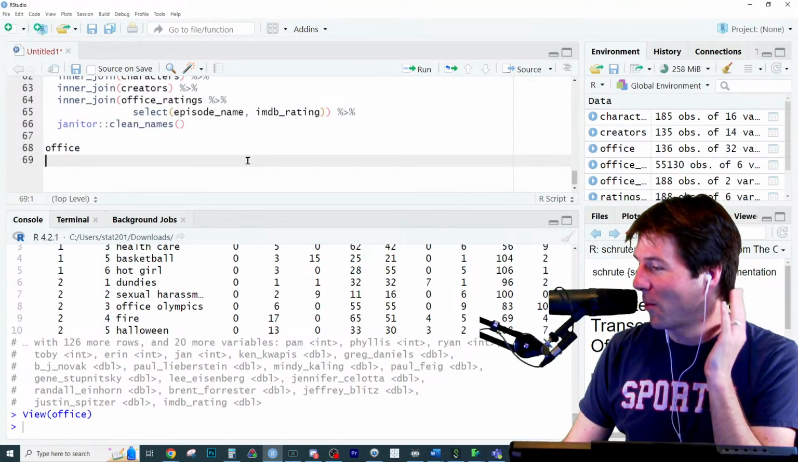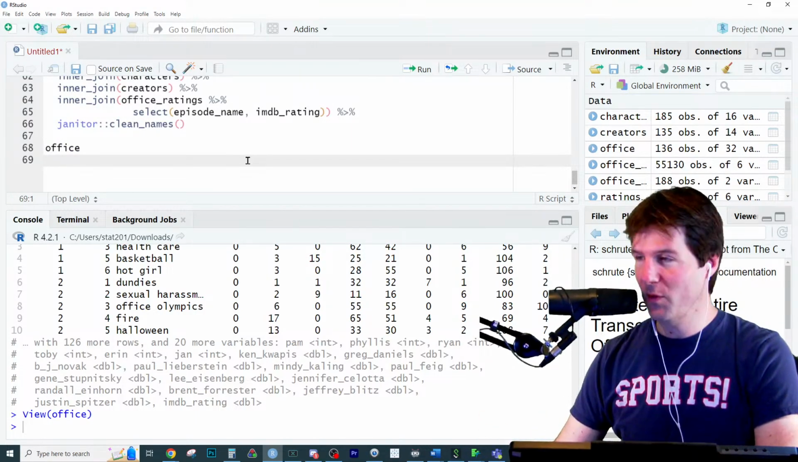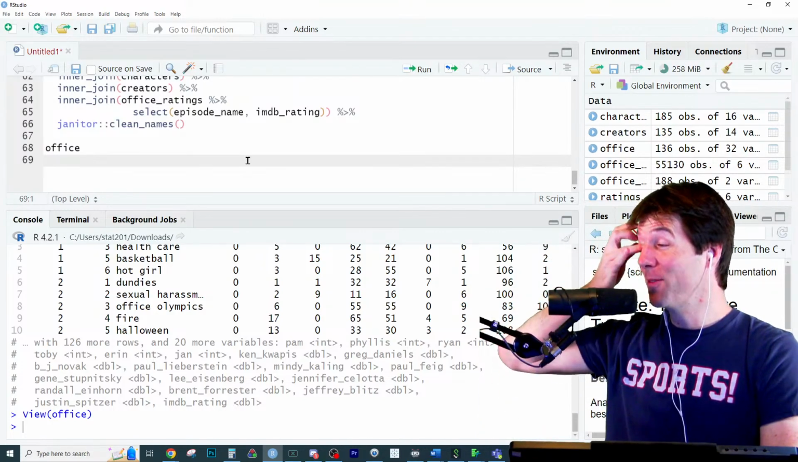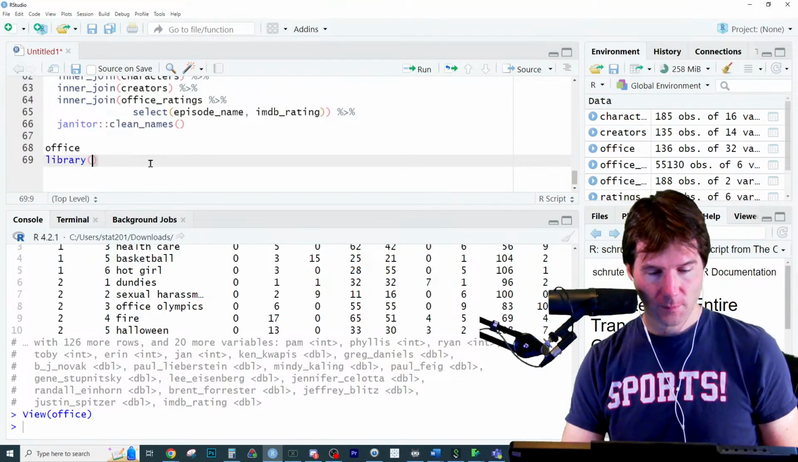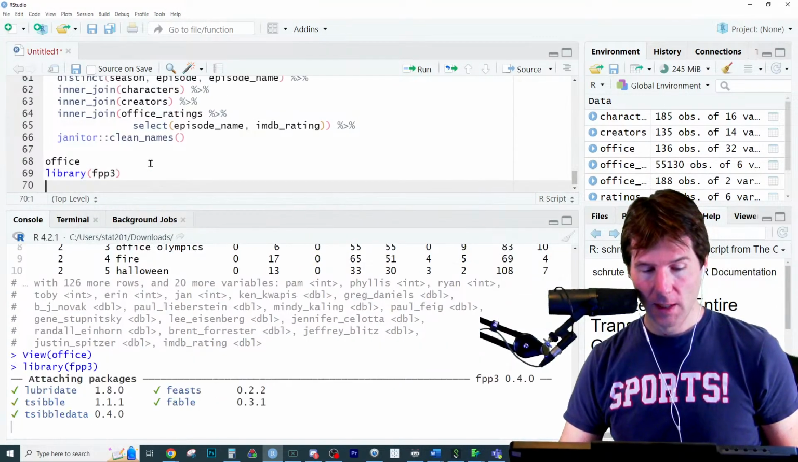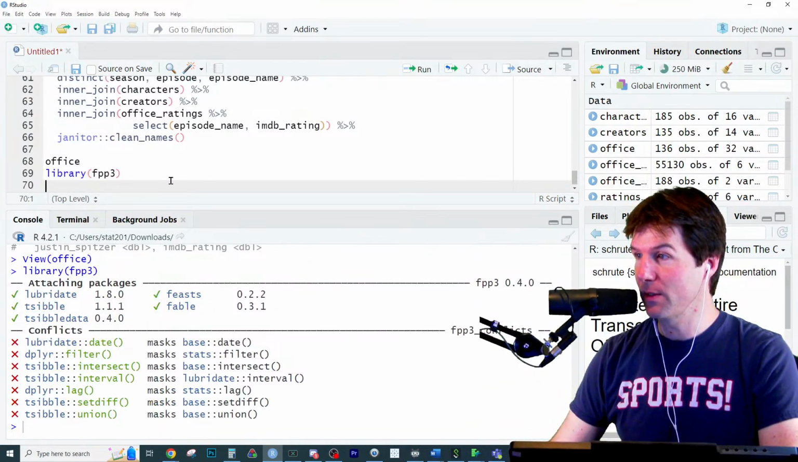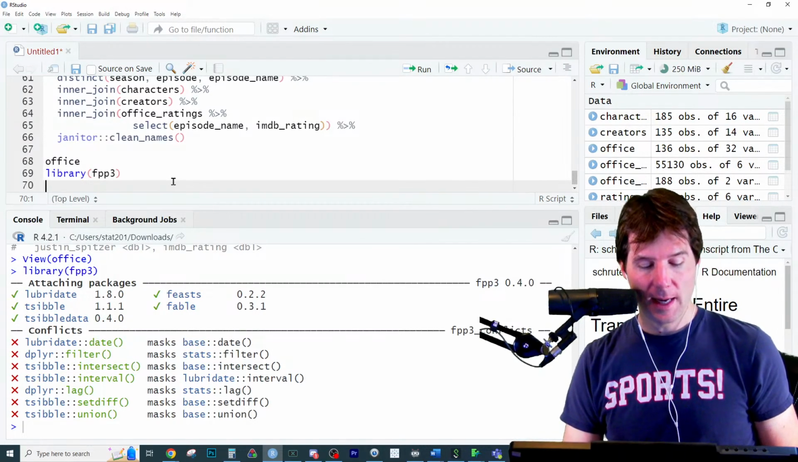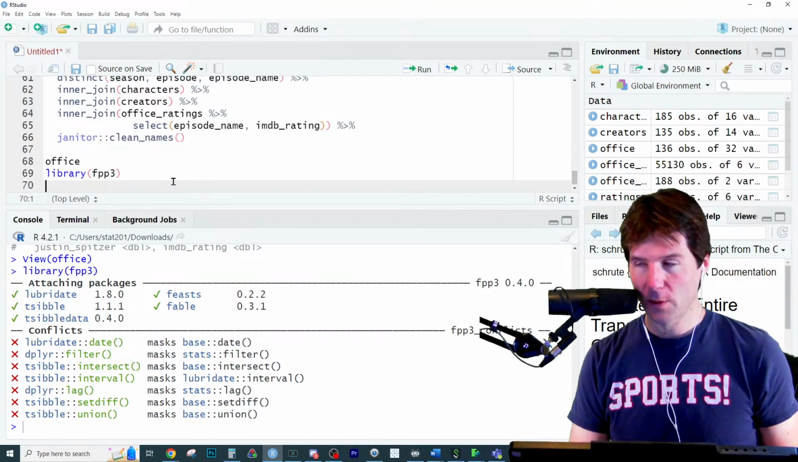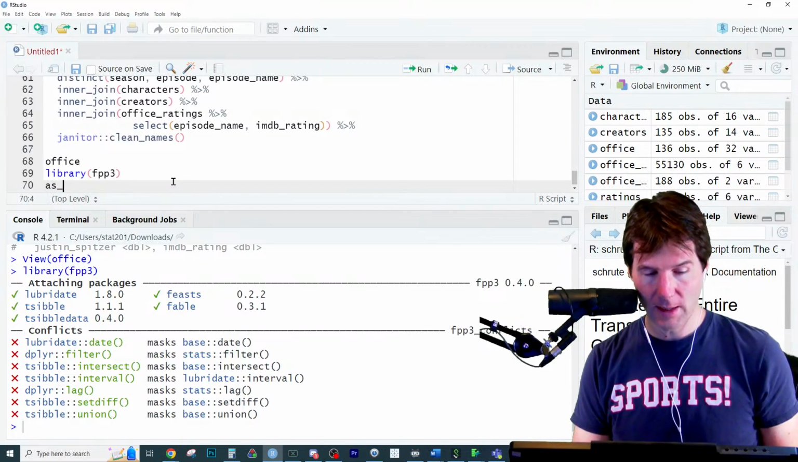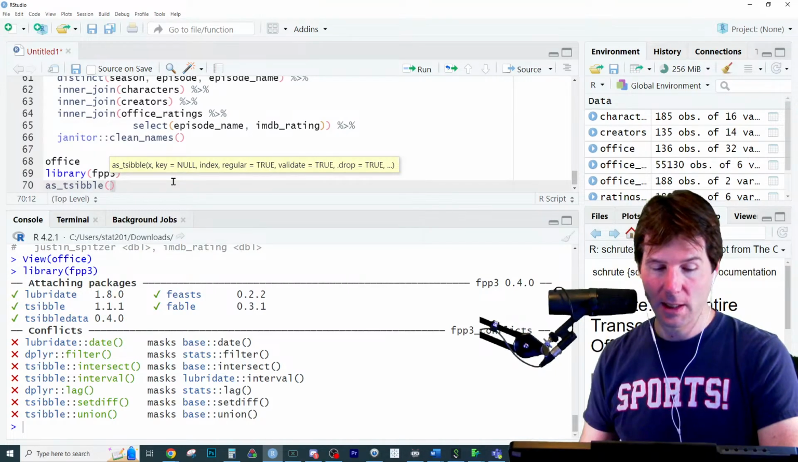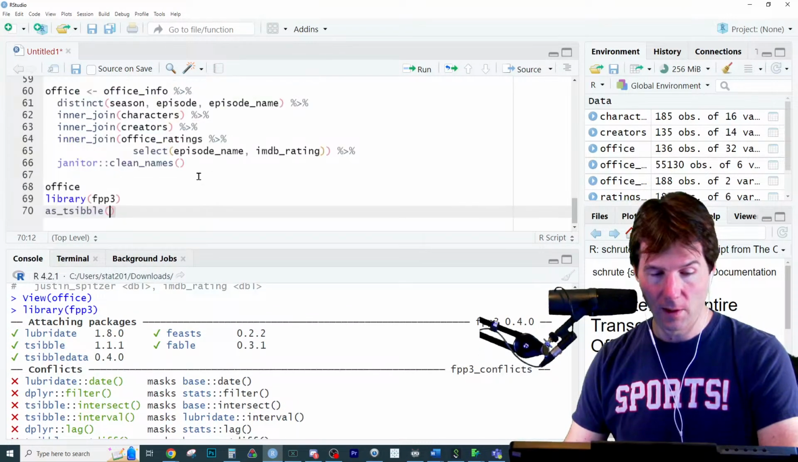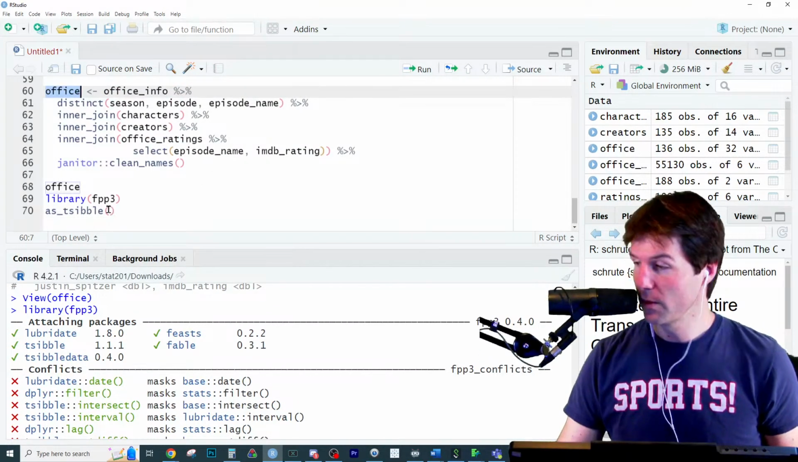Let's take a little bit different of a path right here. But this is a fun one, hopefully you'll watch this. I don't know. But if you have questions, let me know in the chat. I'm going to load up library FPP3, one of my favorite libraries for this, to get a time plot going of this. Hopefully it doesn't cause issues. And we need to turn it into as_tsibble. And with the as_tsibble, we are going to take The Office.